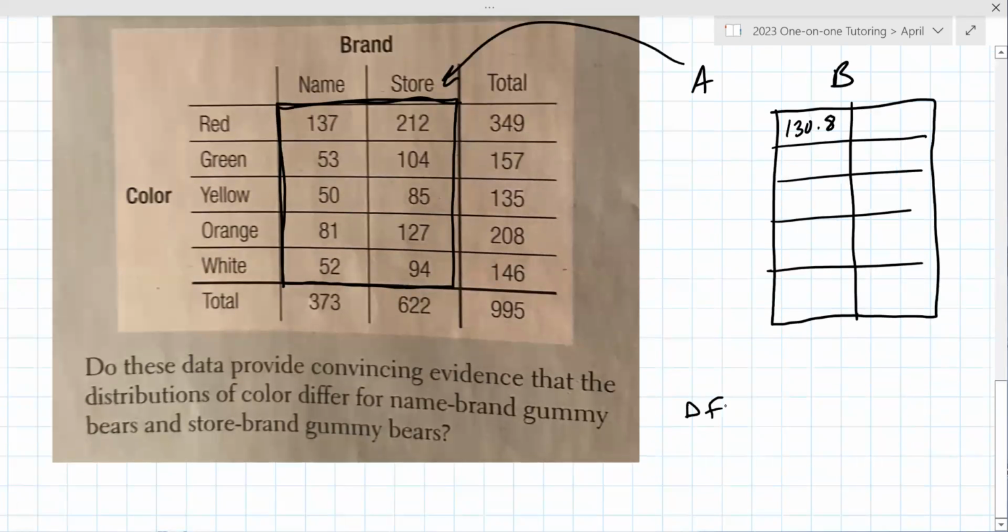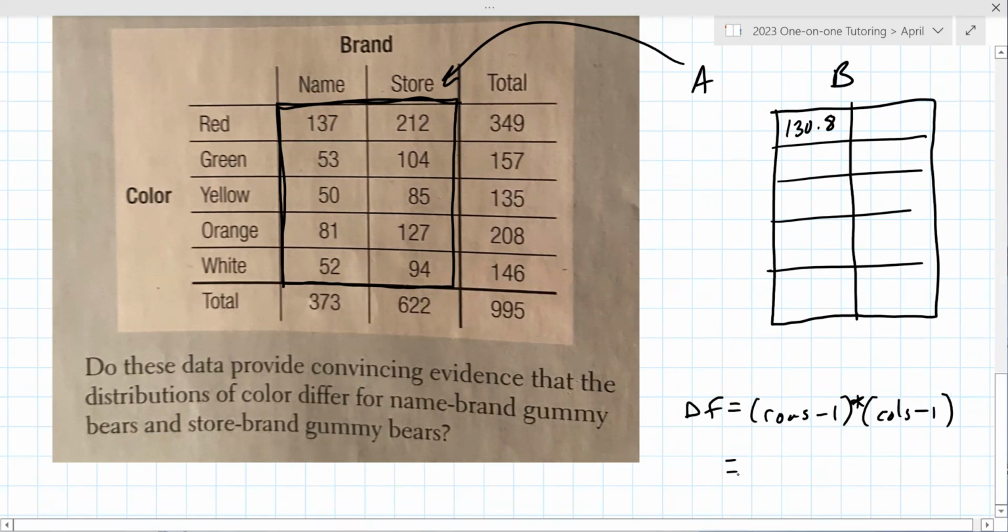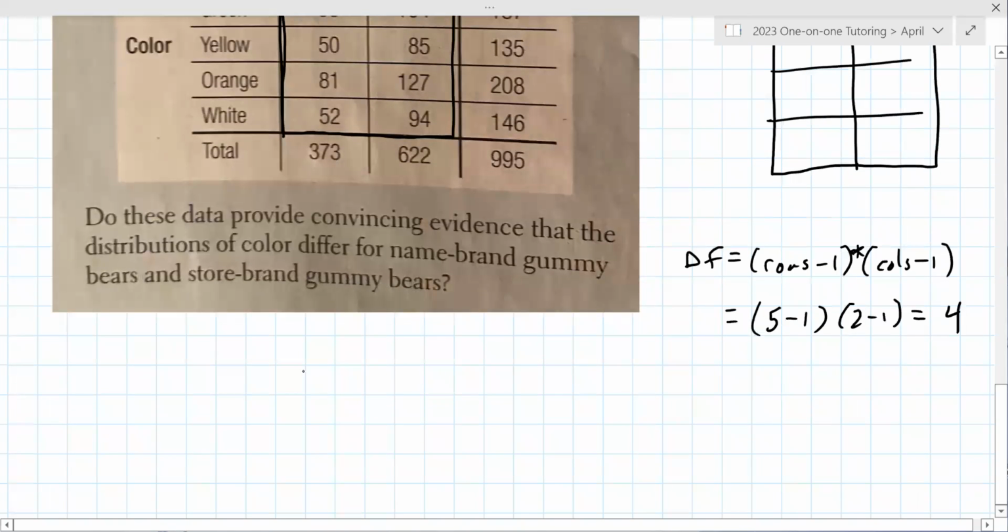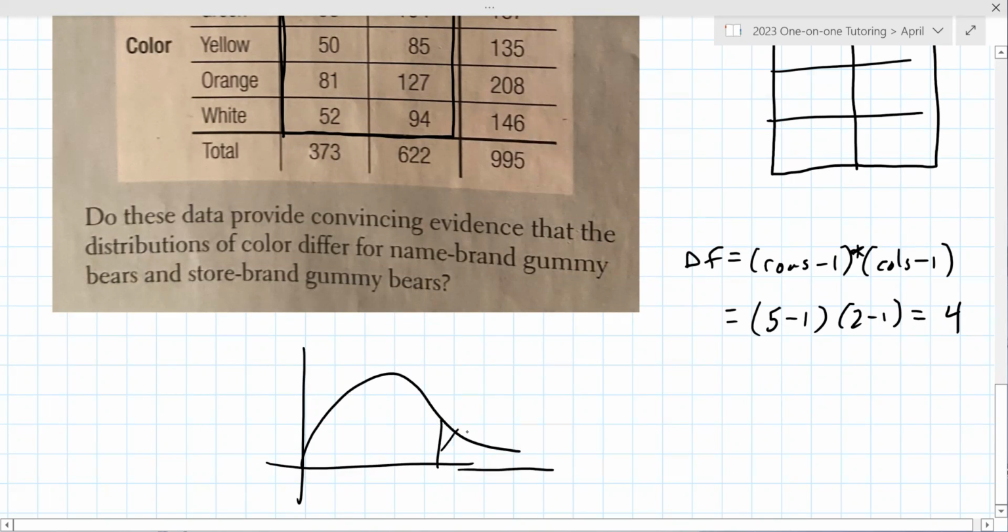Degrees of freedom is the rows minus 1 times columns minus 1. What would the degrees of freedom be if you had to do it by hand? So you've got 2 columns, 2 minus 1, and 5 rows. The totals don't count. So it's 5 minus 1 times 2 minus 1. Degrees of freedom 4.